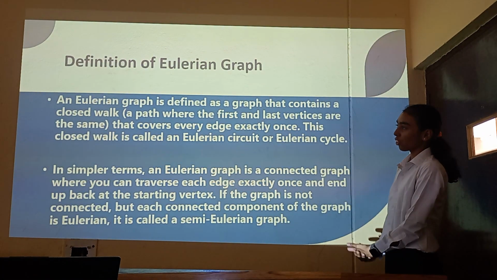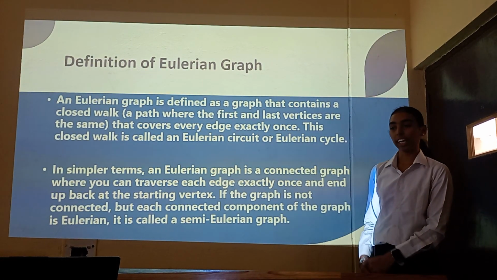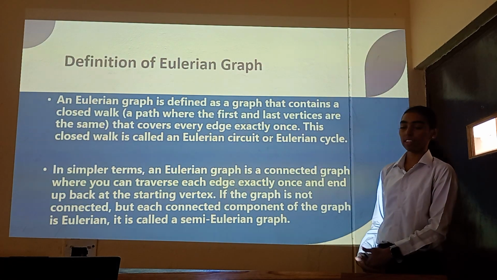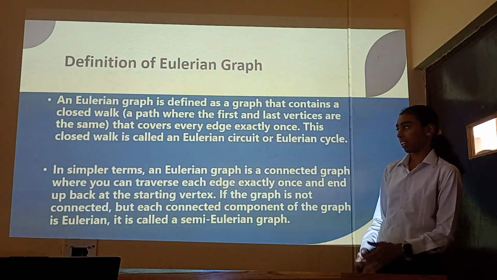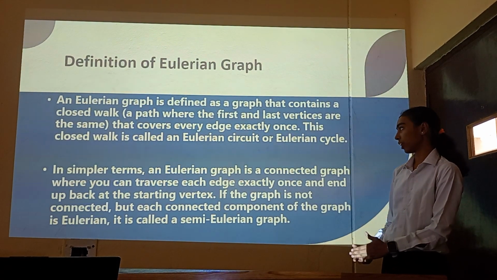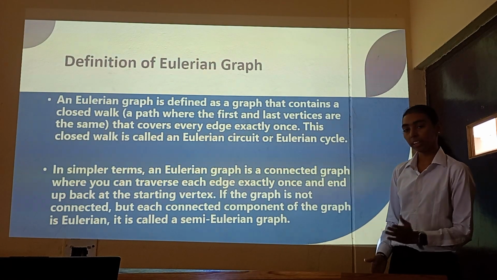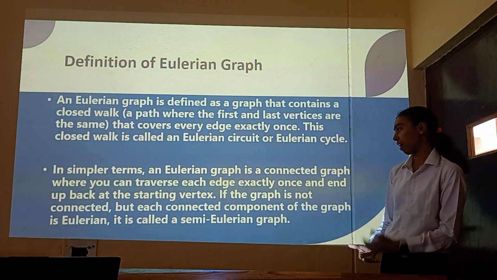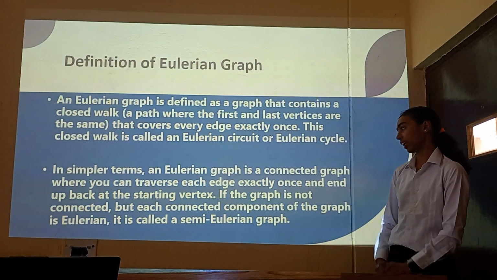A definition of Eulerian graph. An Eulerian graph is defined as a graph that contains a closed walk, a path where the first and last vertices are the same, that covers every edge exactly once. This closed walk is called an Eulerian circuit or Eulerian cycle. Second, in simpler terms, an Eulerian graph is a connected graph where you can traverse each edge exactly once and end up back at the starting vertex.